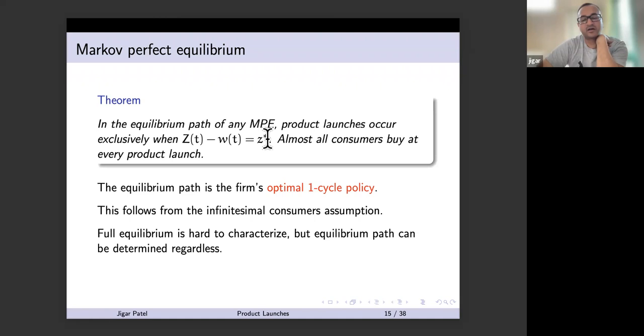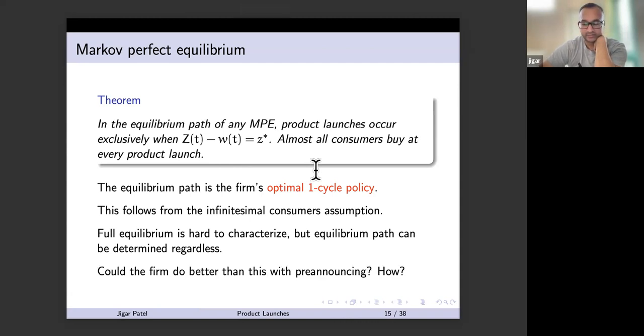And the full equilibrium is hard to characterize, but the equilibrium path is determined. So from our initial state, we can say, hey, I can characterize the equilibrium path, and the equilibrium path is this. Then in any equilibrium path of Markov perfect equilibrium, this will happen. The firm will launch every time Z star innovation happens with them, and the consumers will buy every Z star innovation. So consumers will buy that product. Okay. So could the firm do better than this with pre-announcing? And if so, how? So what we have done is said the following.